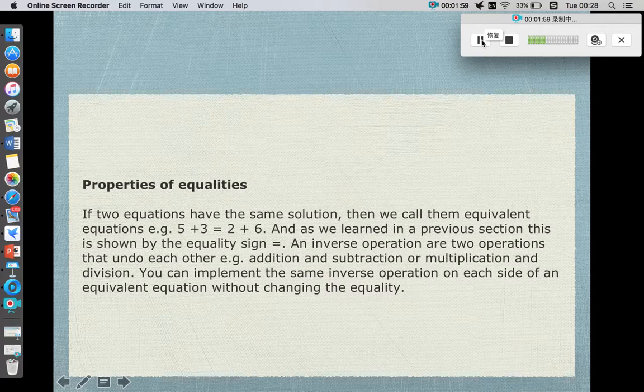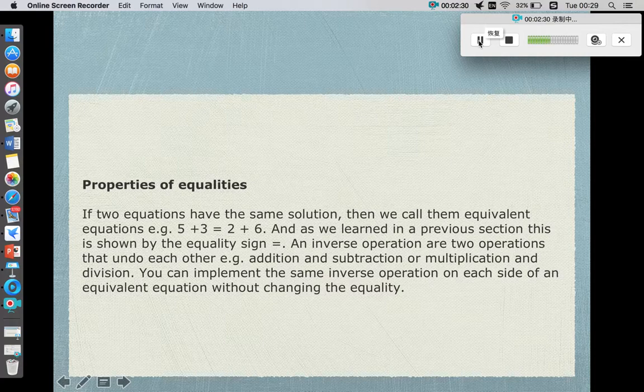An inverse operation is a pair of operations that undo each other. For example, addition and subtraction or multiplication and division. You can implement the same inverse operation on each side of an equivalent equation without changing the equality.